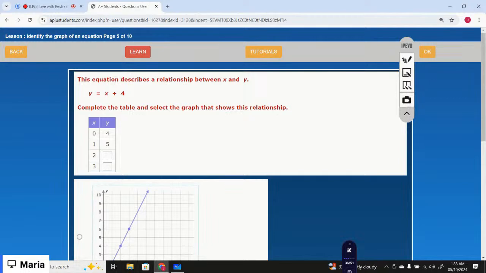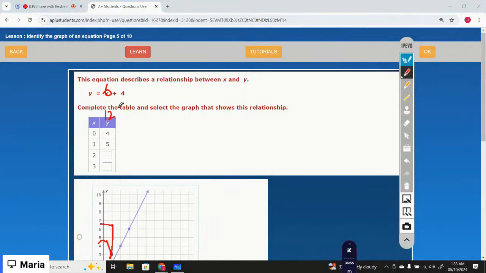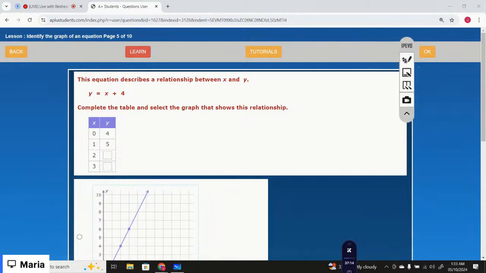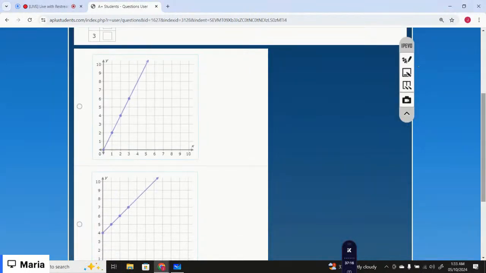Y equals x plus 4. So which is the correct option? The missing values are 2 plus 4, that is 6, and 3 plus 4, that is 7. So which is the correct option? So which graph is the correct one? Option number 2 is the correct option, right?